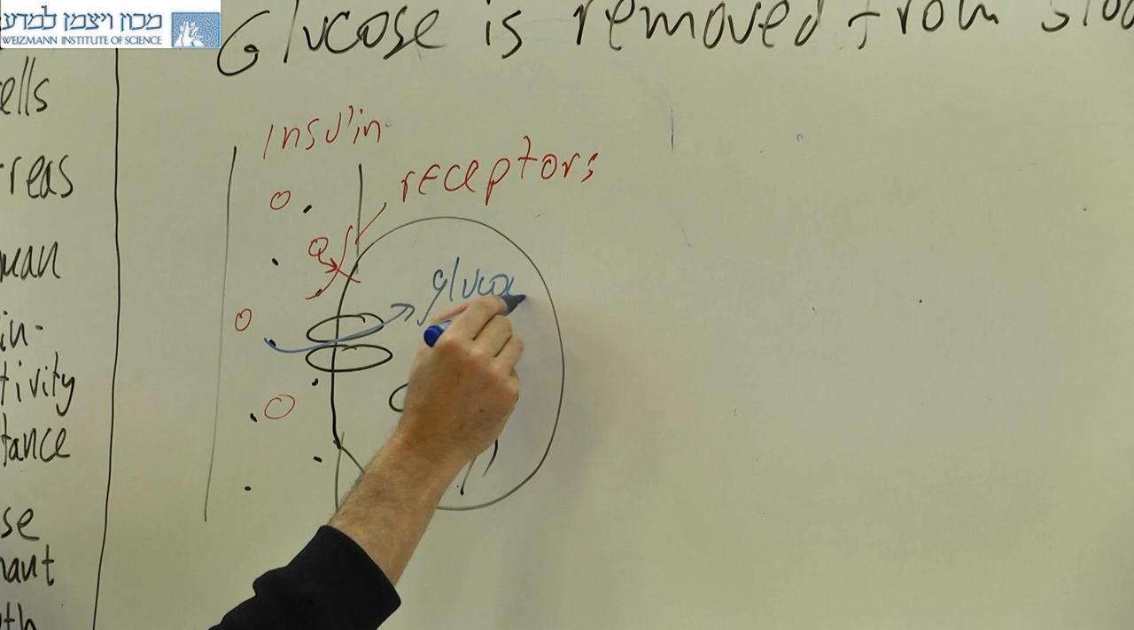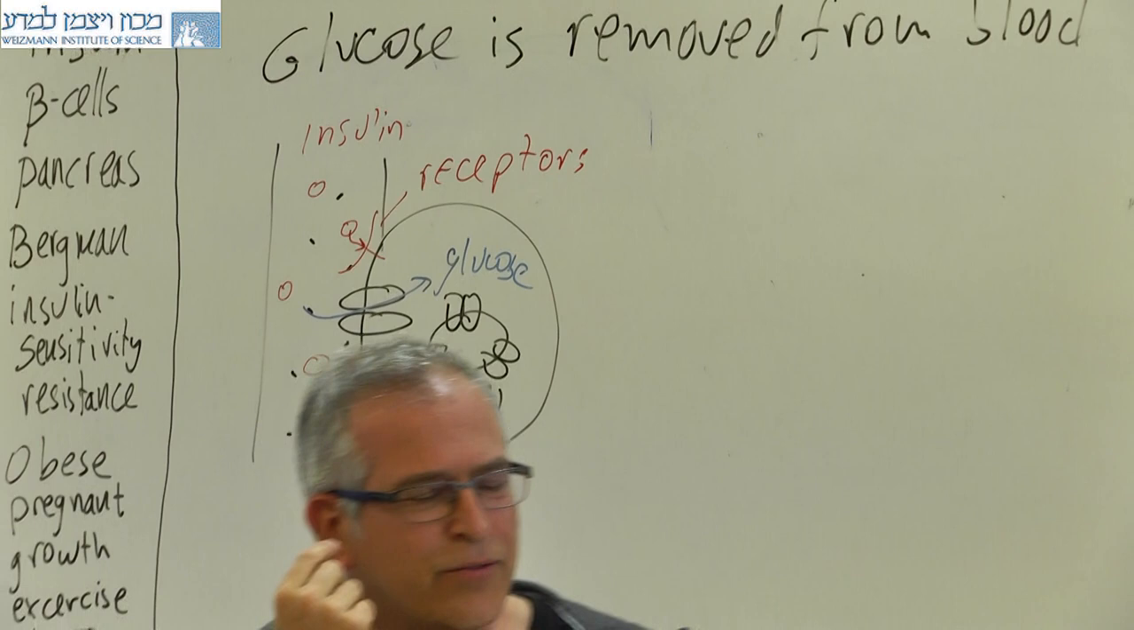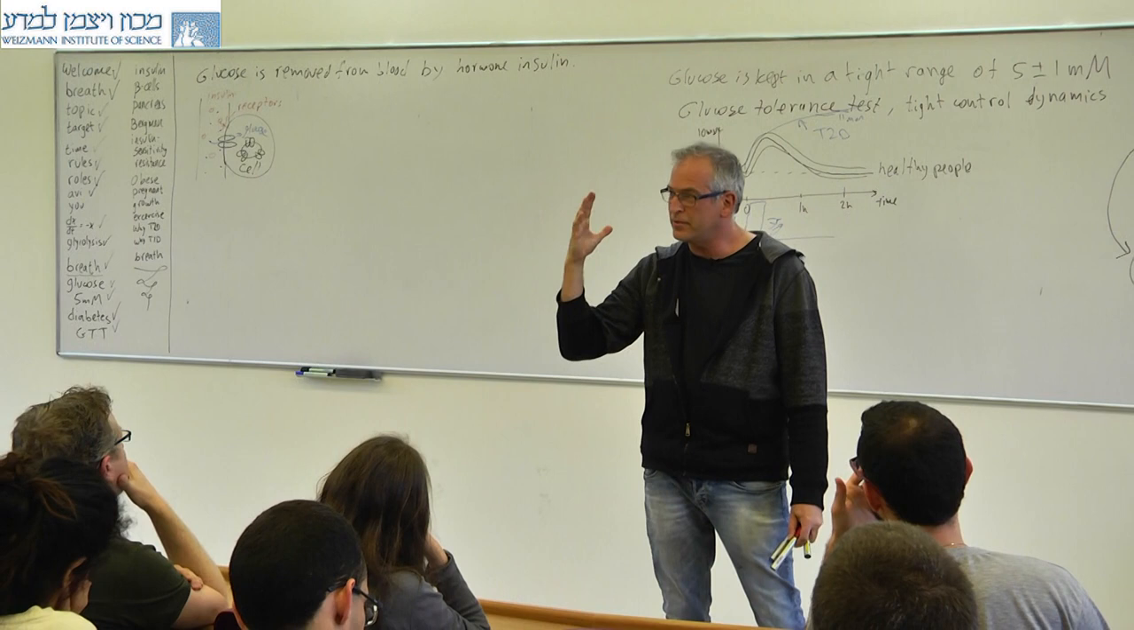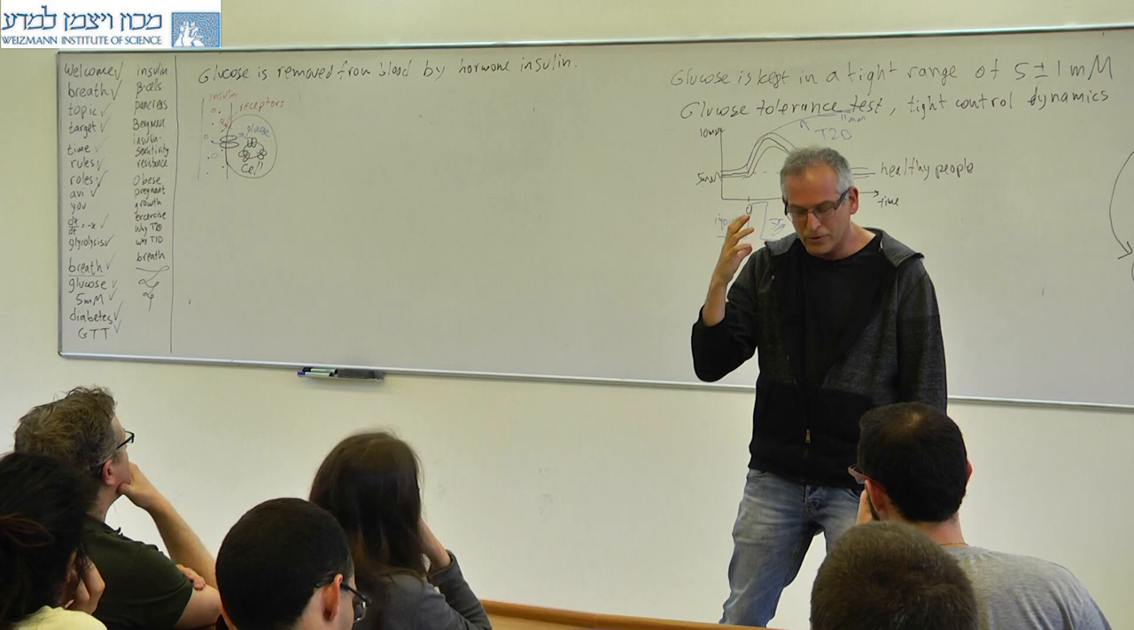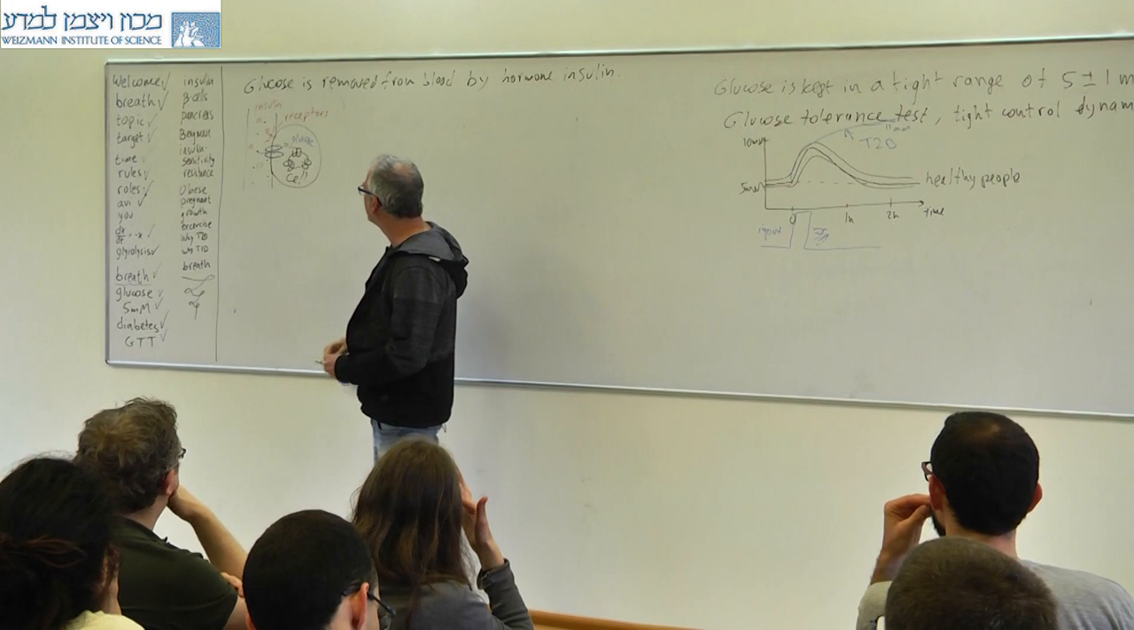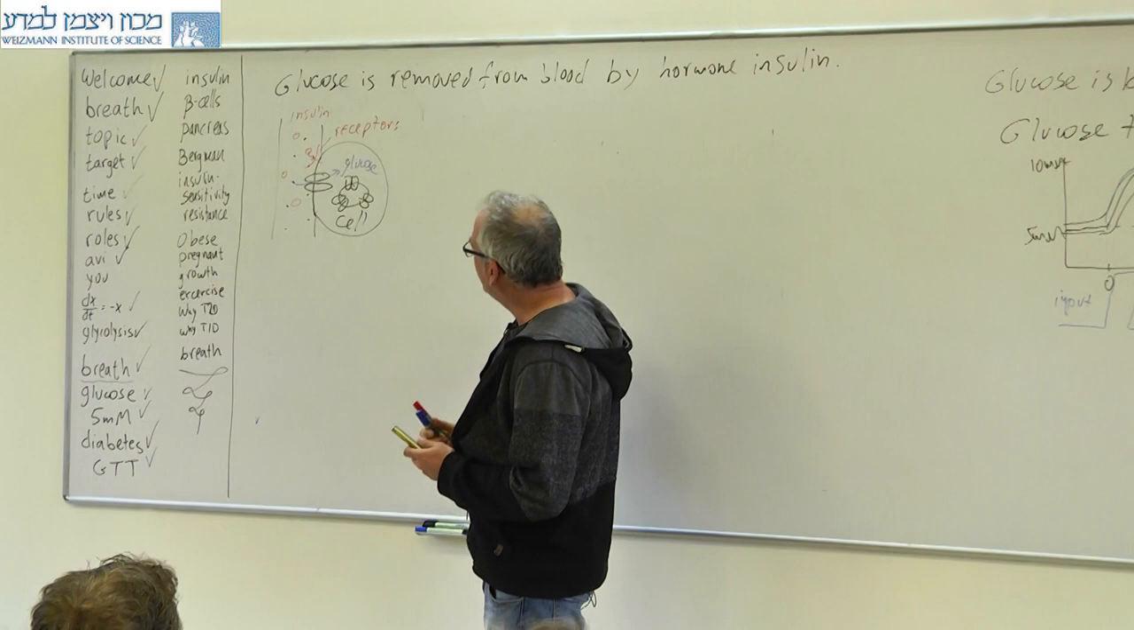Did I explain myself? Some parts of our body, like our brain, which really needs glucose, usually don't need insulin, it just eats up the glucose there. It's very important. That's why when glucose goes down, we faint. Our brain eats a lot of glucose. It doesn't need insulin. But most cells in our body need insulin in order to take up glucose, and these receptors mediate that signal. And that's great.